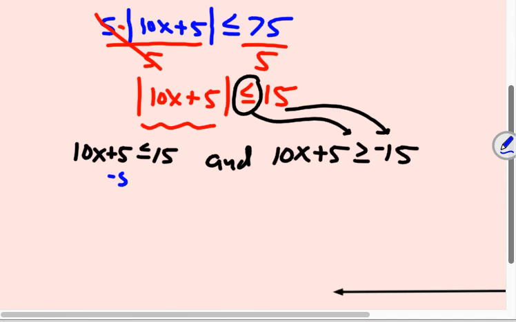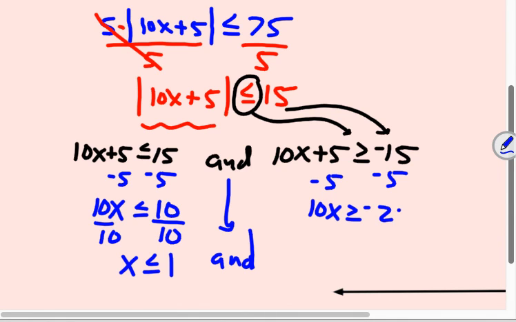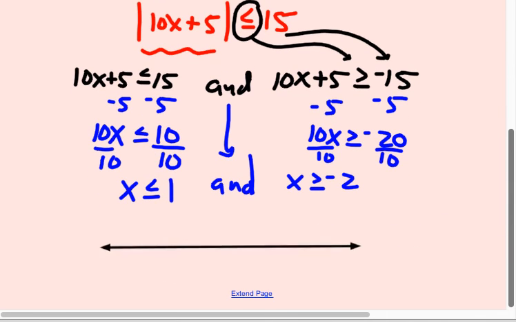So subtracting 5, 10x is less than or equal to 10. Divide both sides by 10. X is less than or equal to 1. And subtracting 5, I'm going to get 10x is greater than or equal to negative 20. Divide both sides by 10. And I get x is greater than or equal to negative 2. Okay. So it's an AND statement.